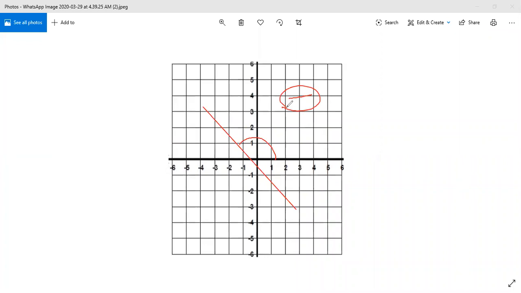So again, your homework will be page number 321, 322, 323 in the main book.